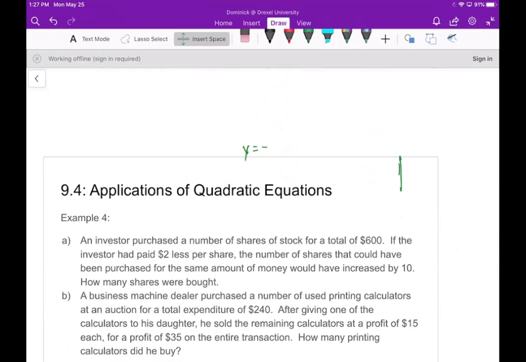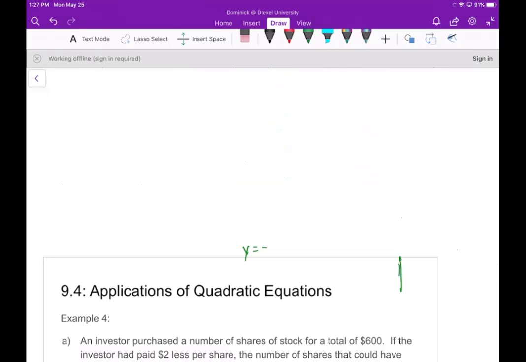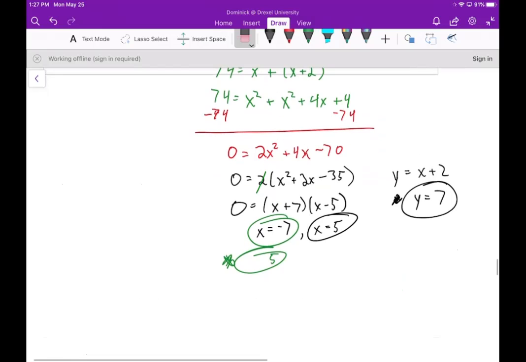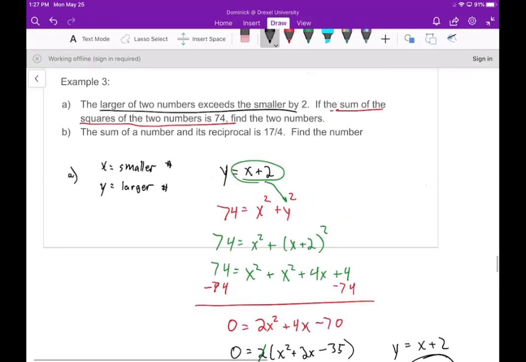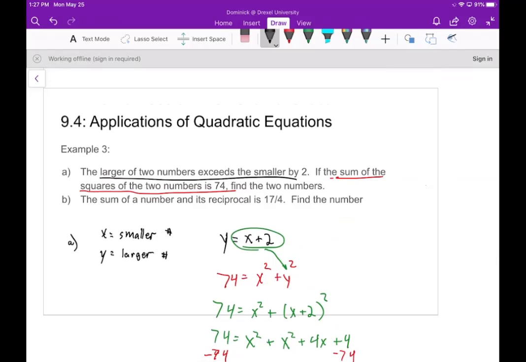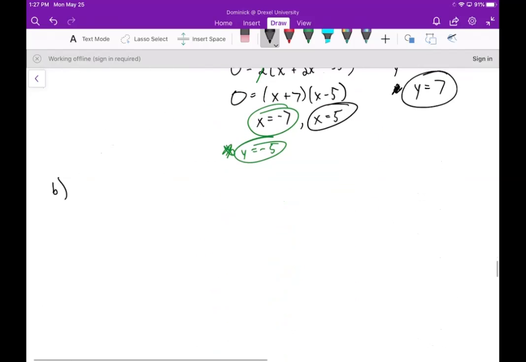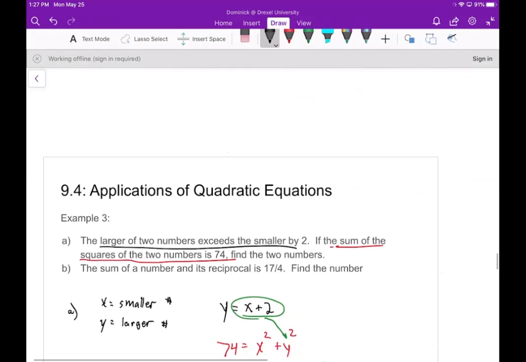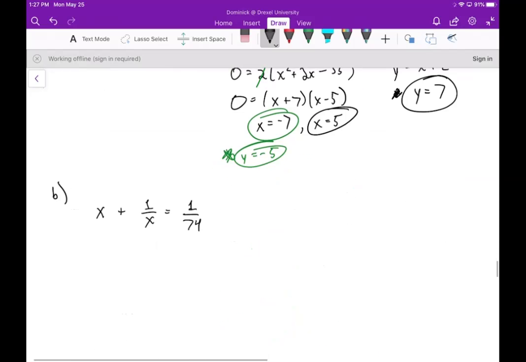Okay, so let me put this back in here. Y equals negative 5. So in part B, we have that the sum of a number and its reciprocal is 17 over 4. We want to find the number. So if I take x and add it to its reciprocal, which is 1 over x, I get 1 over 74. Let me make sure I got that right. Yep. Okay, so we want to find the number.